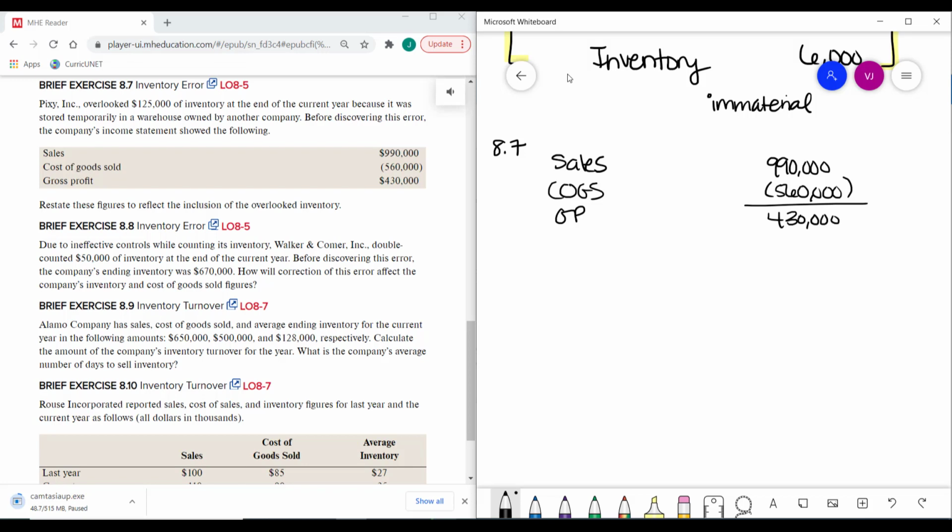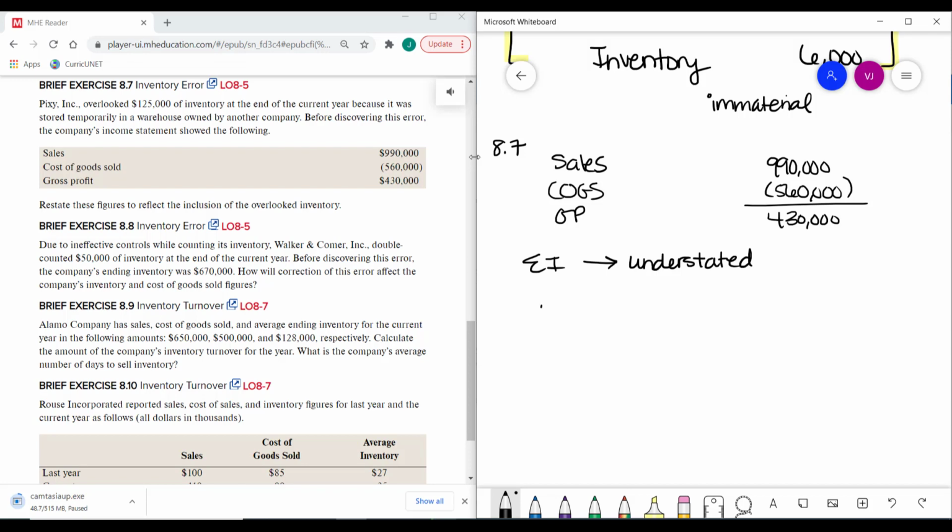So what happened here is the fact that they overlooked some inventory. So when they went to count their ending inventory, there's some of it they didn't count. They overlooked it. So what's happening to ending inventory? Is it under or overstated? Ending inventory is actually going to be understated, right? We actually didn't count 125,000 of it.